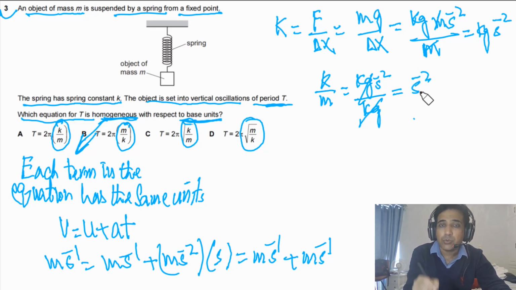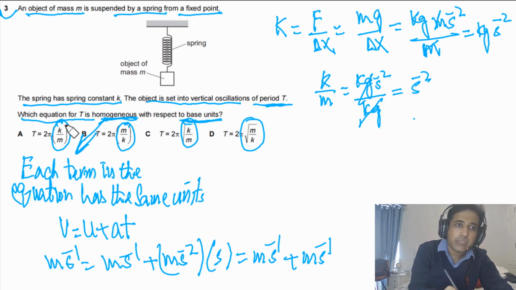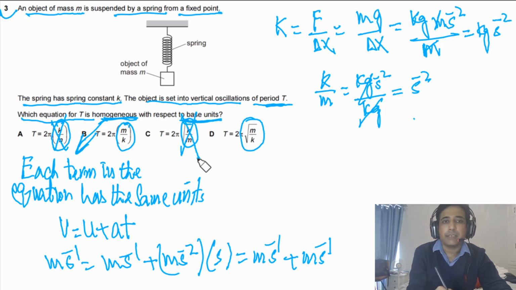Per second squared is not the unit of time. It means k by m is not possible. So A and C are not possible answers. The answer can be B or D.